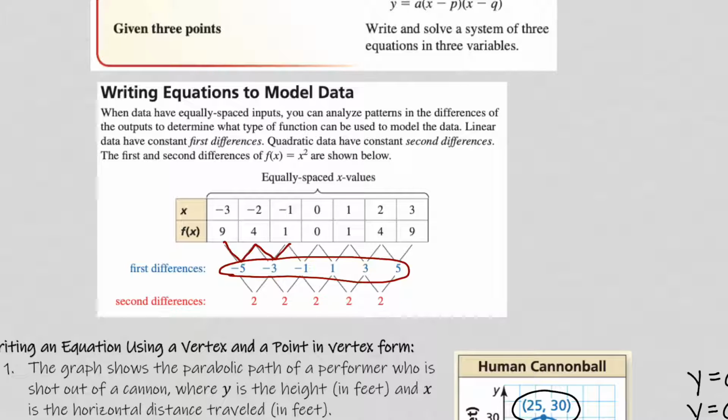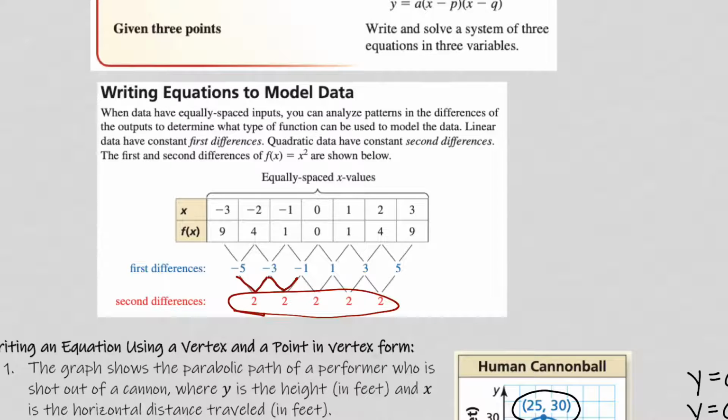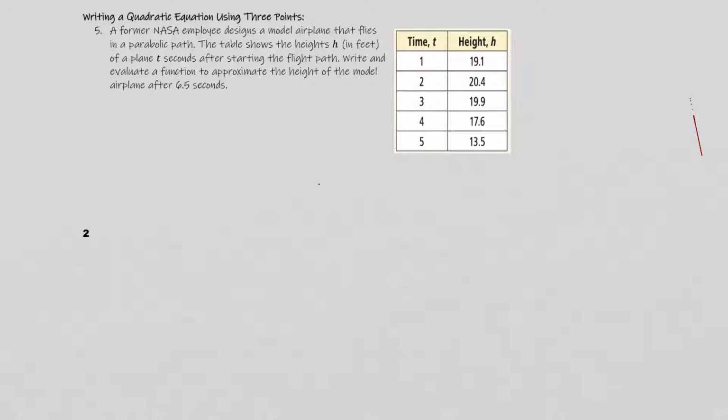If they're not all the same, then you take the difference of those. So I would take the difference of -3 minus -5, I get +2. -1 minus -3 is a +2. So once the second difference is all the same, this means it is a quadratic function. You'll get a quadratic equation. Okay, so that's going to come into play later. But right now, go on to number 5.